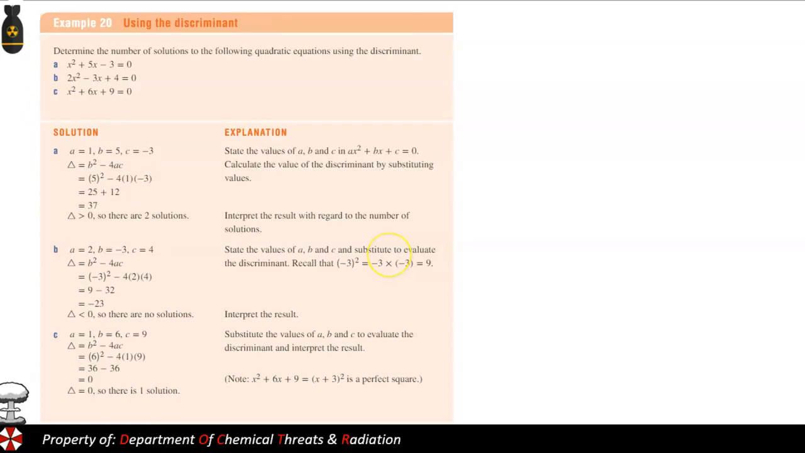Again, showing some more step-by-step processes, but really doing the same thing. Finding the discriminant from that quadratic equation, and then interpreting it to say that, in this case, greater than 0, two solutions; less than 0, no solutions; equals 0, one solution, or that double root that we're talking about. Another way to think of it is one solution.